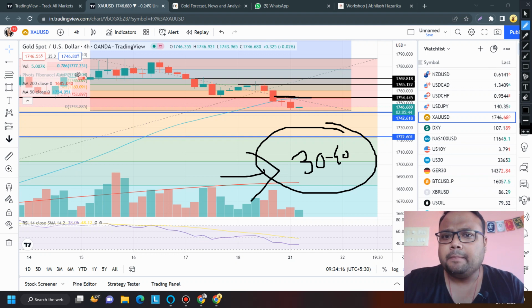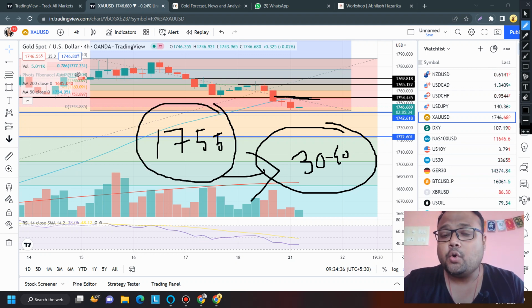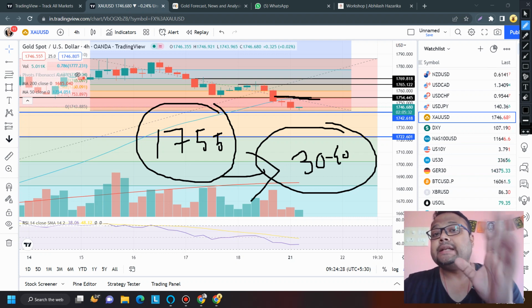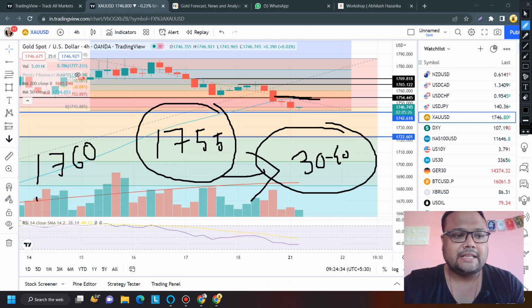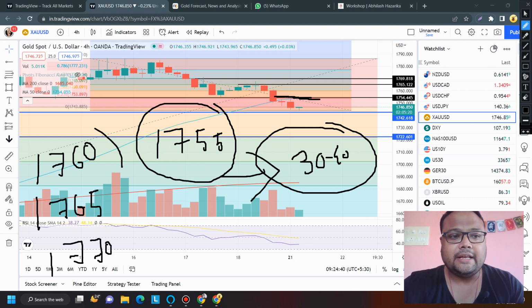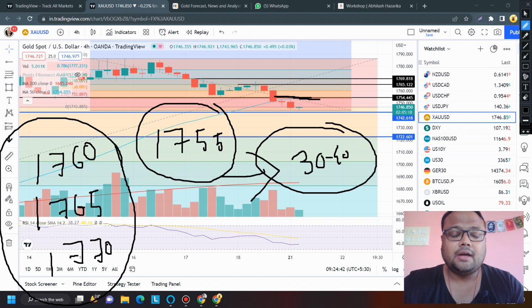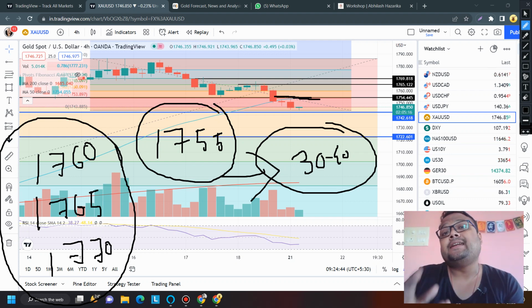And in case the market breaks it, no need to go for a buy position around 1755. Wait for the market to reach the next big level. Where is the next big level? Your next big levels are 1760, 1765, and then 1770. These three are the next levels for gold where you can expect the market to reverse.